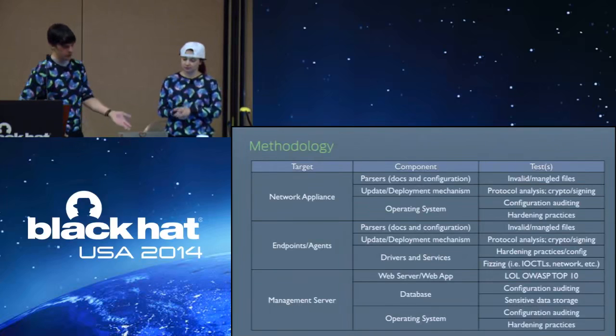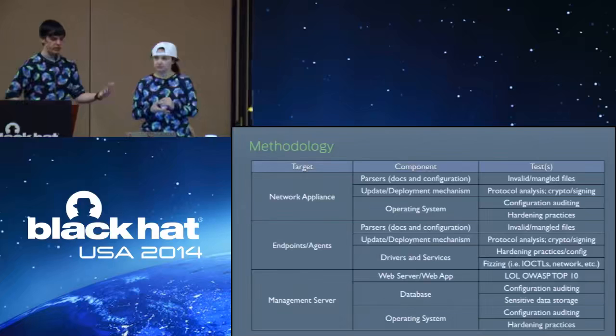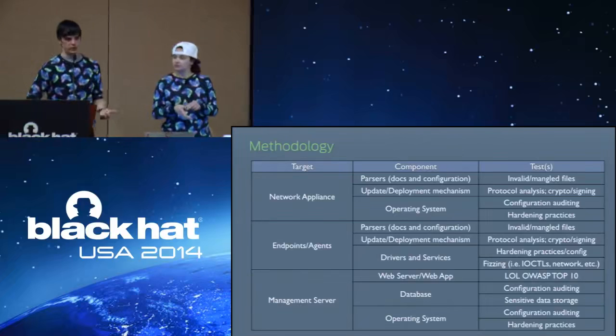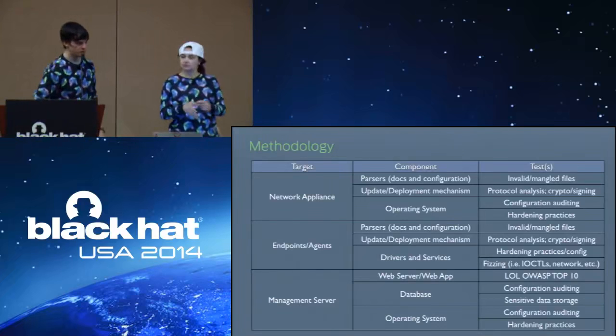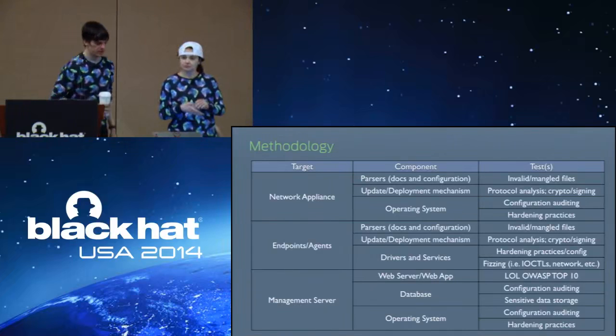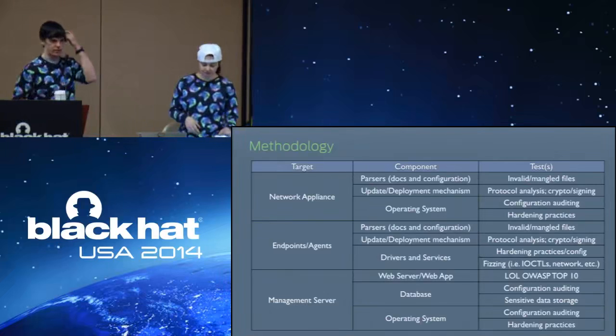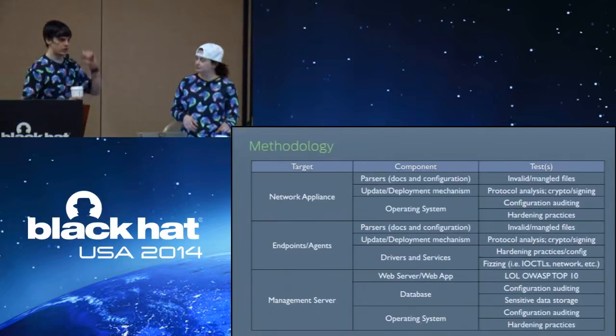Where drivers and services were being installed, like those kernel drivers, the file and network drivers, we applied fuzzing, or as some people call it, fizzing. So ioctl fuzzing, to see if we could get privileges through kernel drivers, et cetera.